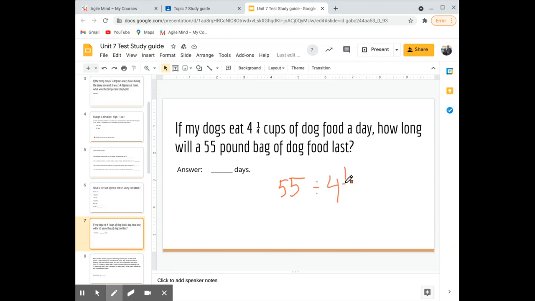Can we do that? Yes or no? Possibly. What would we have to do to 4 1/4 to be able to divide it? Yes, ma'am, Jemiah.